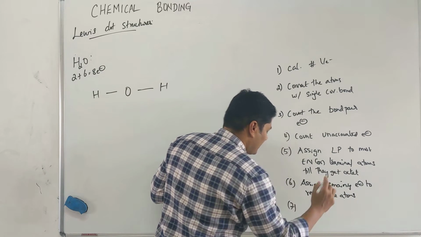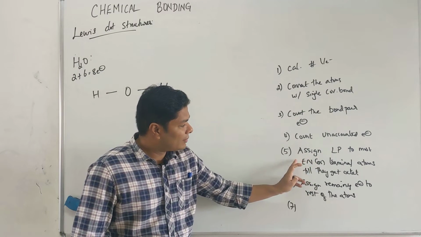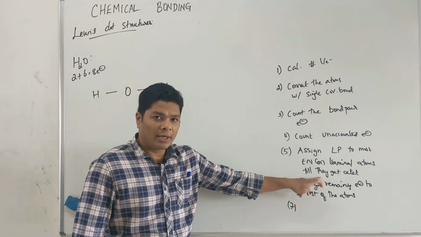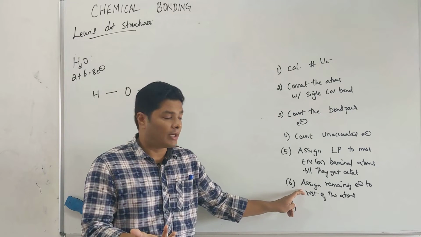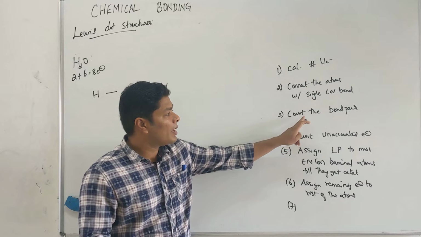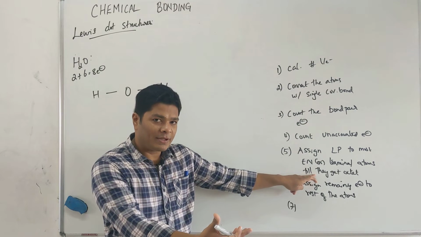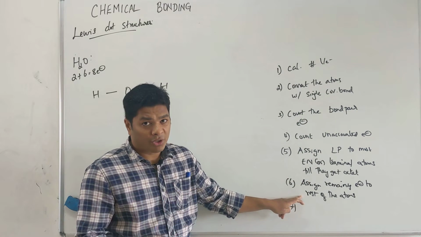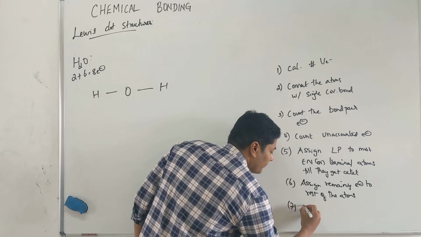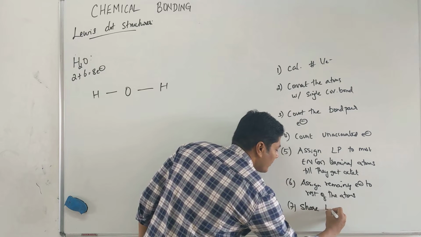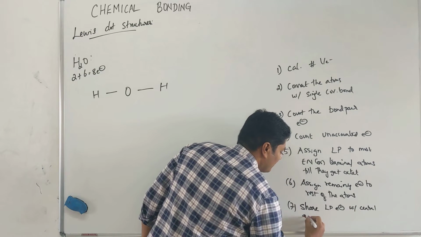And the last step, now I have done all this. What can happen is, because I assigned the electrons to the terminal atom or the electronegative atom till they got the octet, they are okay, but the rest of the atoms, most of the time the central atom, doesn't have an octet. So what you want to do last is share lone pair electrons with the central atom.